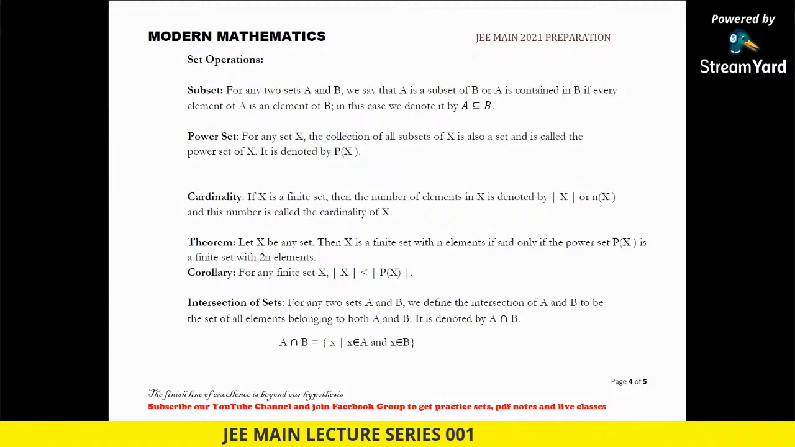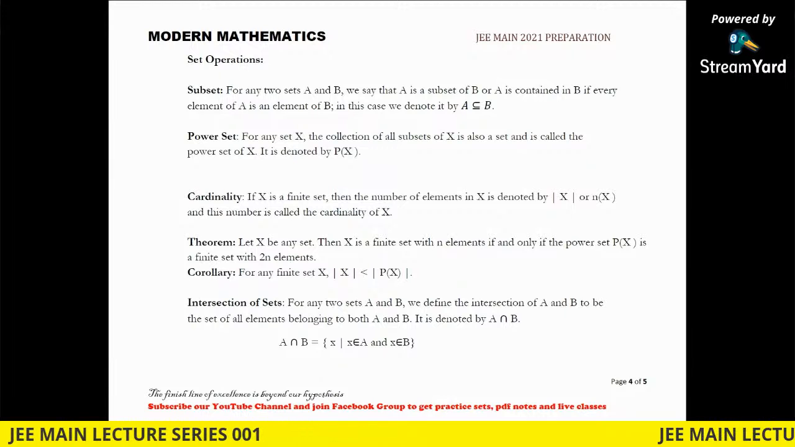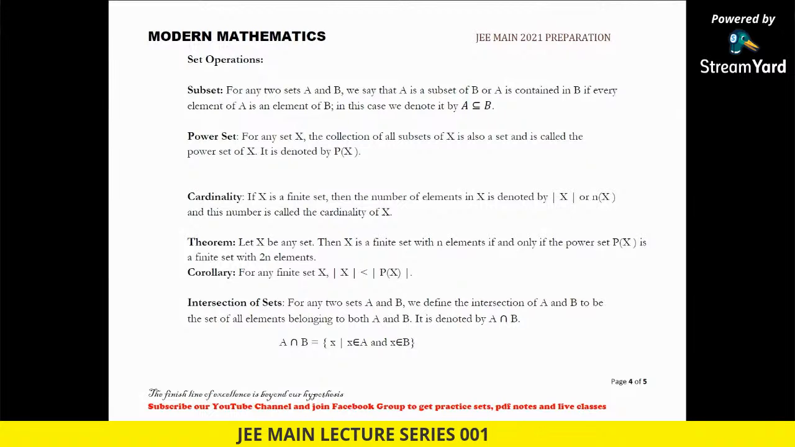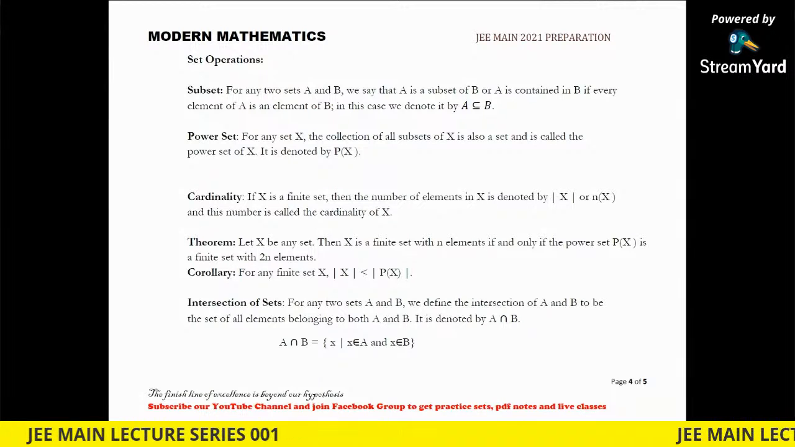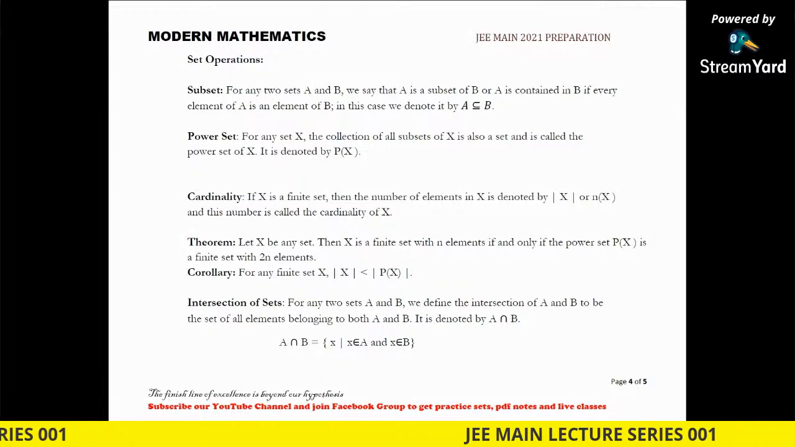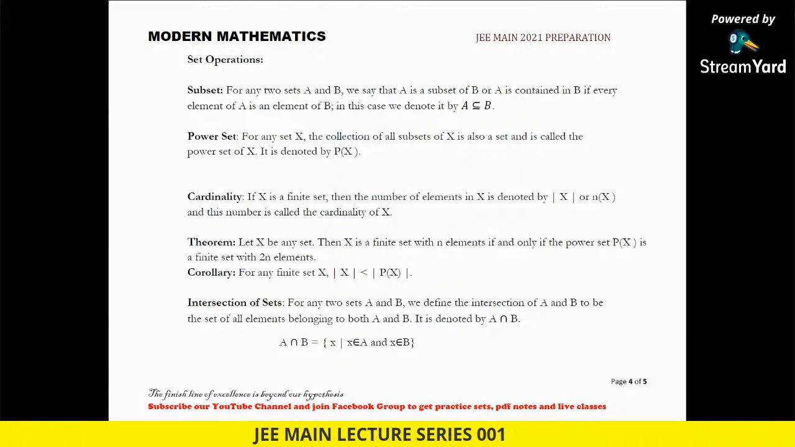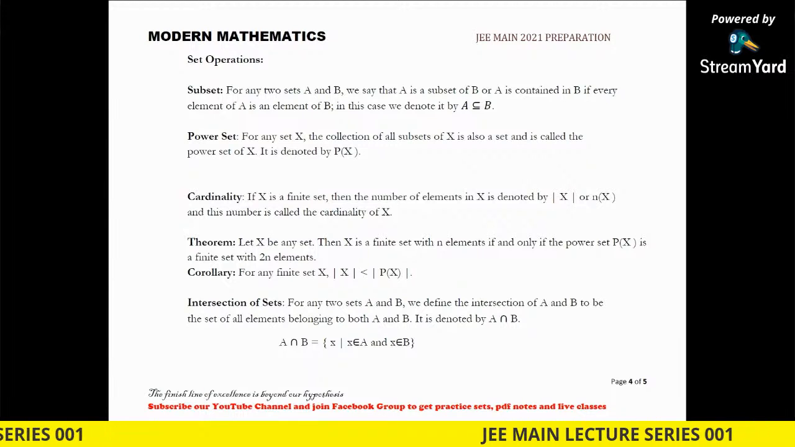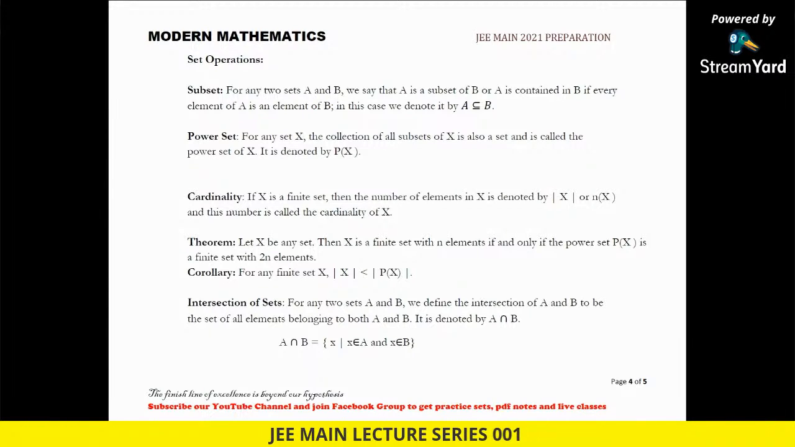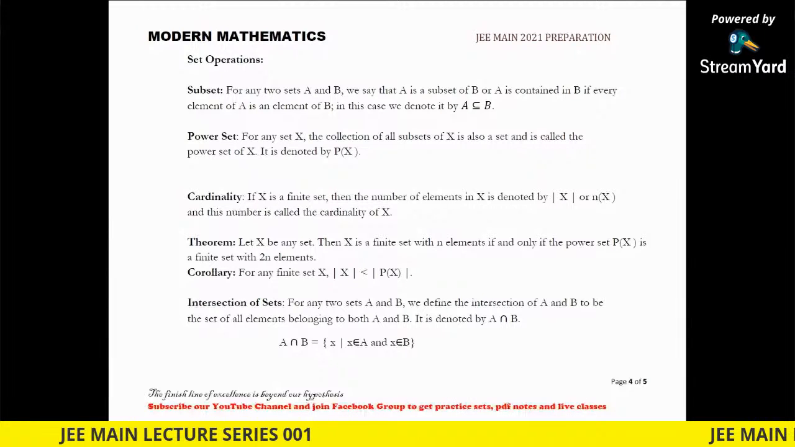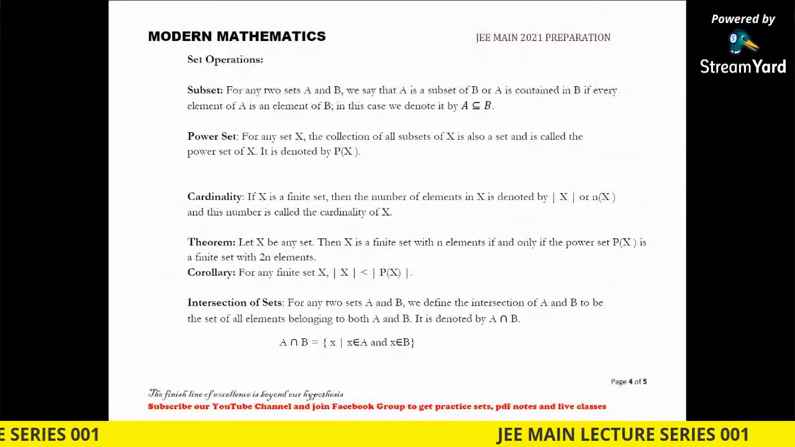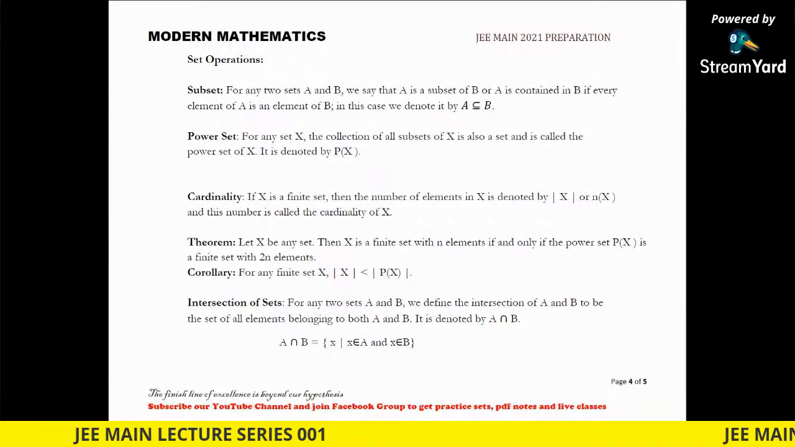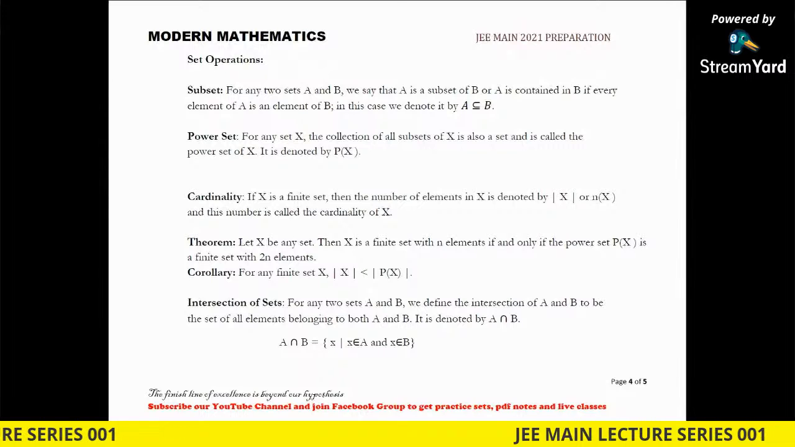That means A is smaller than B. Smaller means the number of elements of A is less than or equal to the number of elements of B. But there is one must condition: every element of A is also an element of B. Then A is called a subset of B, and B is called a superset of A.